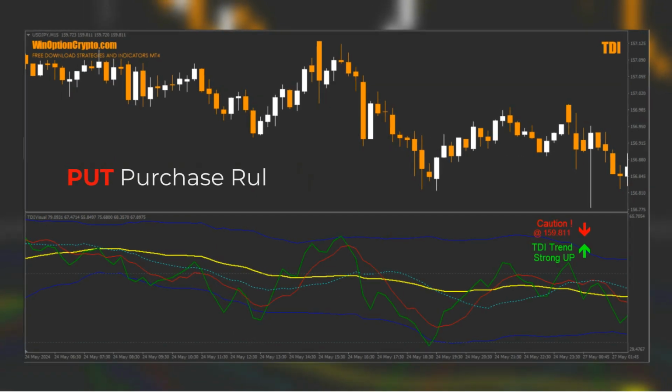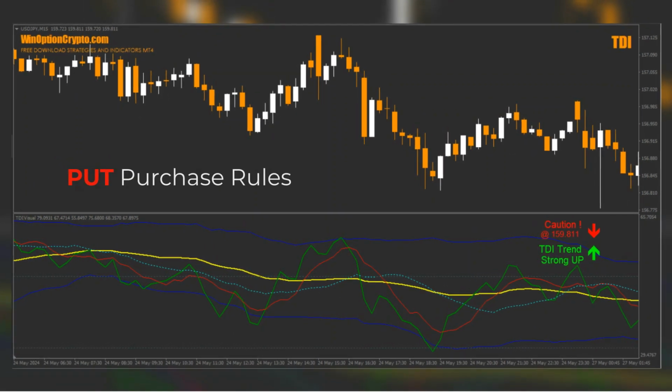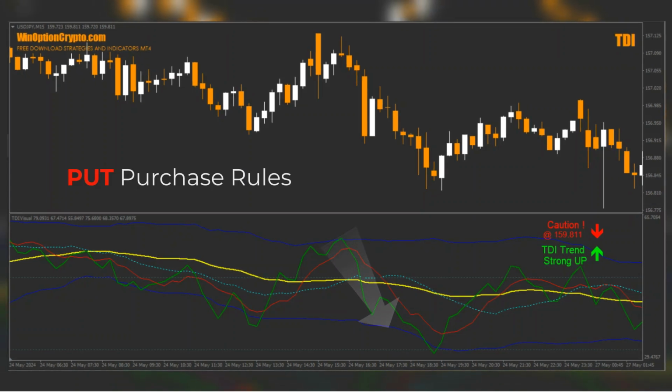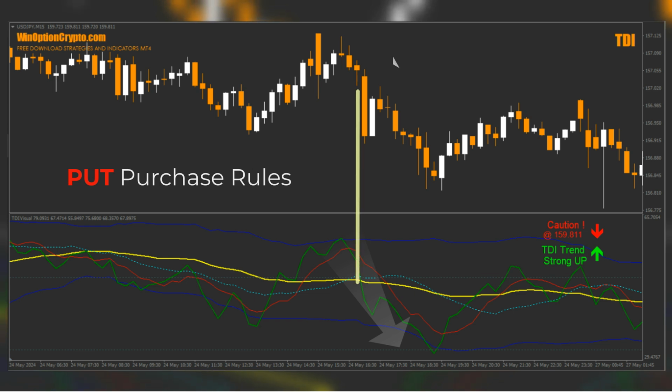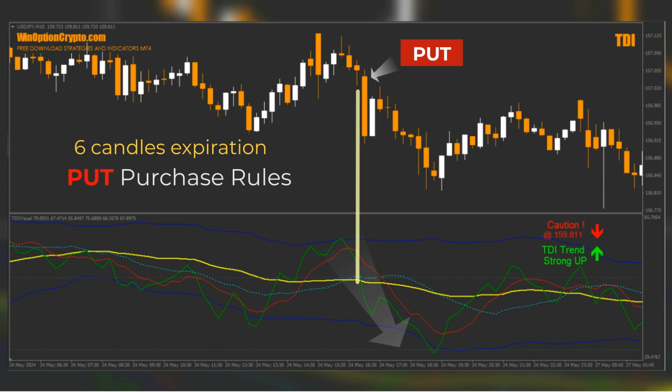And the basic rules for buying a put are as follows. 1. The green line crossed the yellow moving average from top to bottom. 2. The candle on which the intersection occurred is bearish. 3. At the opening of the next candle, we buy a put option with an expiration of 6 candles.